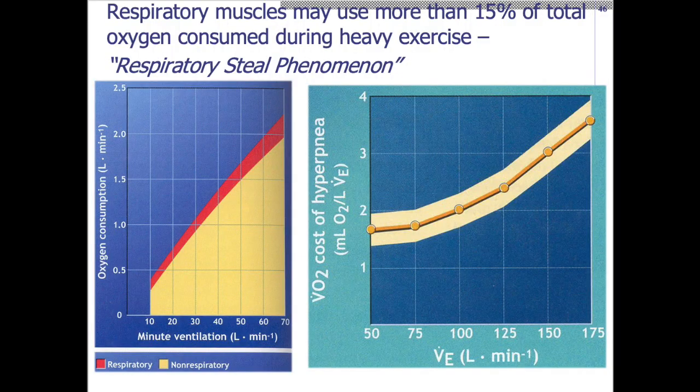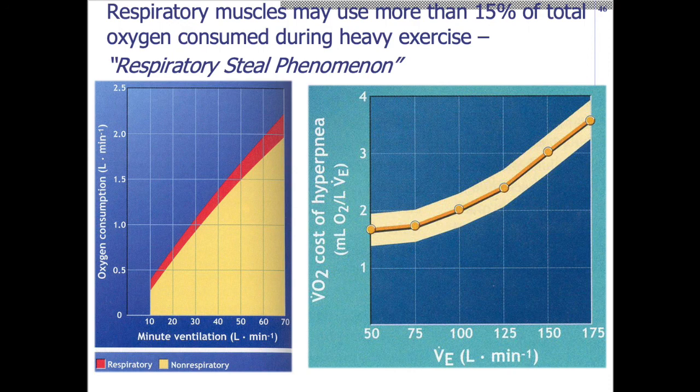So let's just take a look at a couple of graphs really quickly. When we start exercising at higher levels, we can use more than 15% of our total oxygen consumed during heavy exercise just for the contraction of our inspiratory muscles in order to be breathing. Essentially, at this time period, we are stealing oxygen from our other working muscles like our legs or our arms or whatever we're using and diverting that to the muscles of inspiration. And so we call it respiratory steal, that we are stealing that oxygen away from other things that need to be happening.